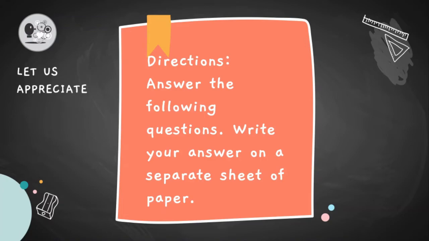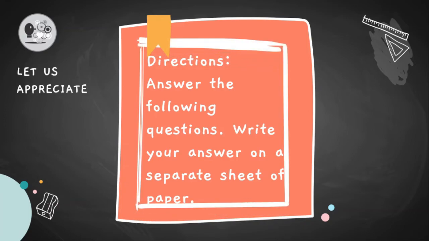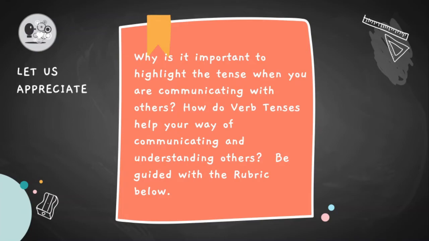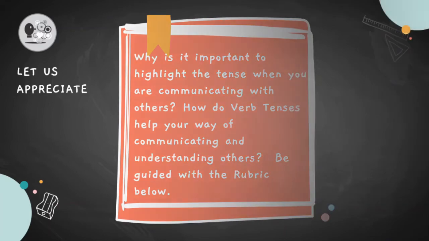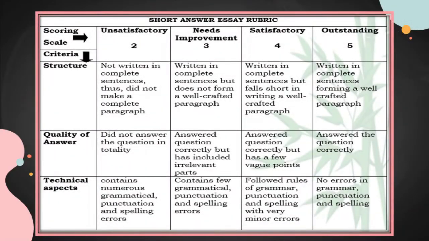Okay, let us appreciate directions. Answer the following questions. Write your answer on a separate sheet of paper. Let's begin. Why is it important to highlight the tense when you are communicating with others? Why do you think we need to follow the correctness of the structure in terms of tenses consistency? How do verb tenses help your way of communicating and understanding others? Be guided with the rubric below. Let's see the rubric.